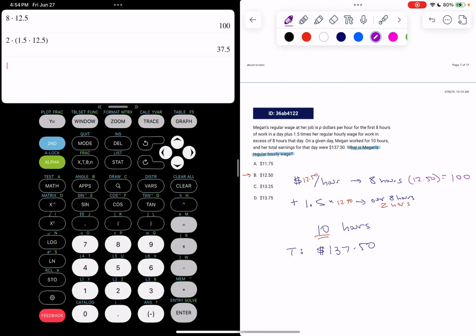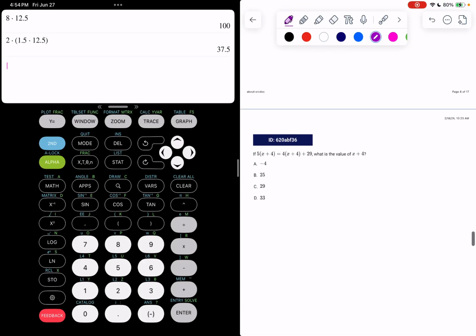Sorry, let me write that down. That would be 2 times 1.5 times $12.50, and that gave us 37.5. Now, how much did she make altogether here? 100 plus 37.5 is 137.5. Is that what we wanted? Oh my goodness, it sure is. Oh, it's so fun to get it on the first try. So that's our answer.